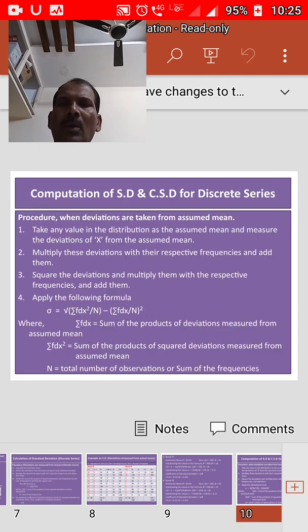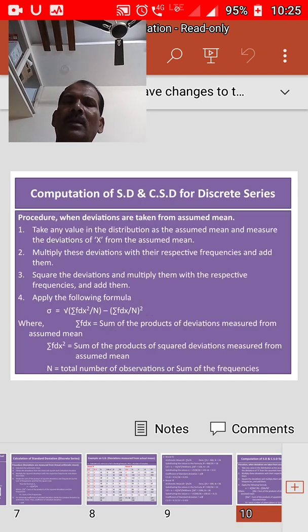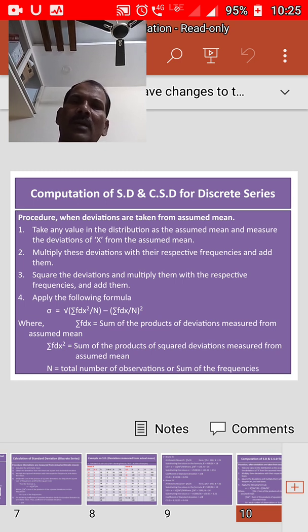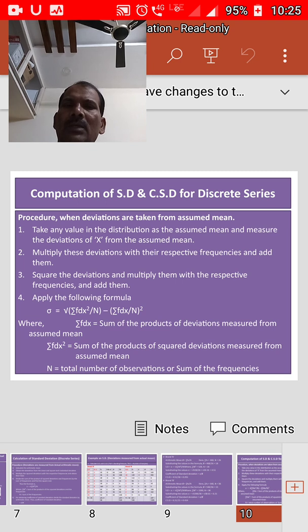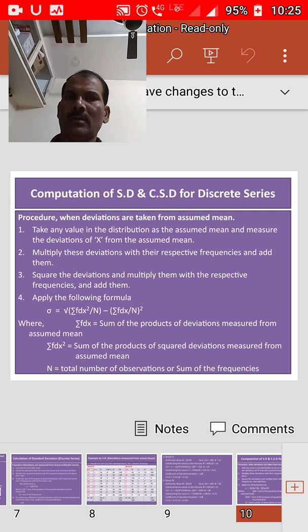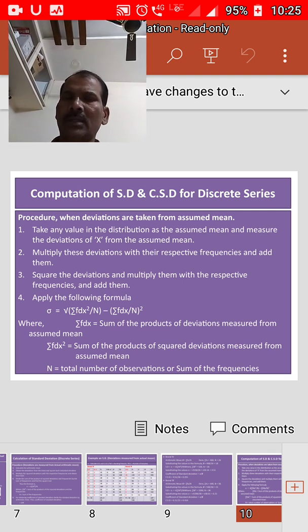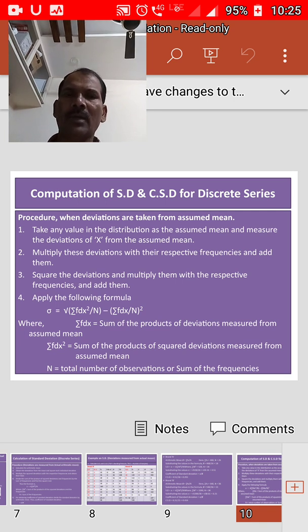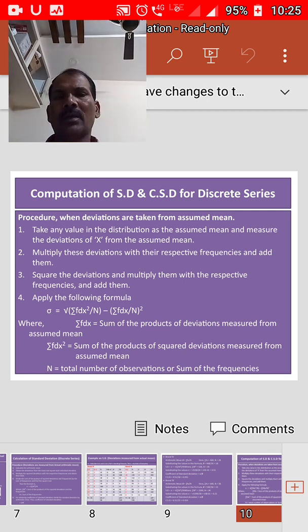Now, we need to calculate standard deviation and coefficient of standard deviation for a discrete series. We have a procedure for this. We have already discussed when deviations are taken from the actual mean. Now we are going to discuss when the deviations are taken from assumed mean.